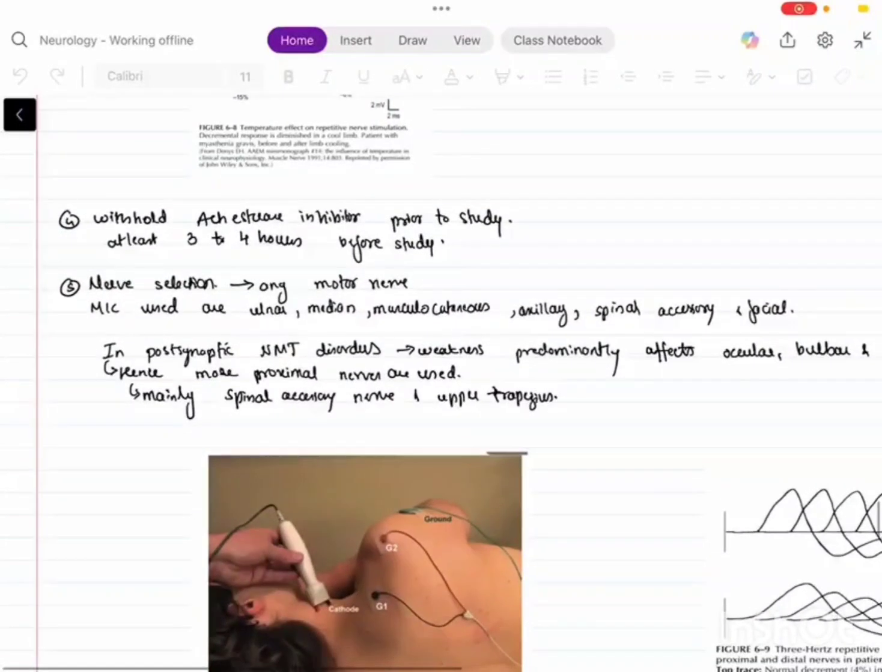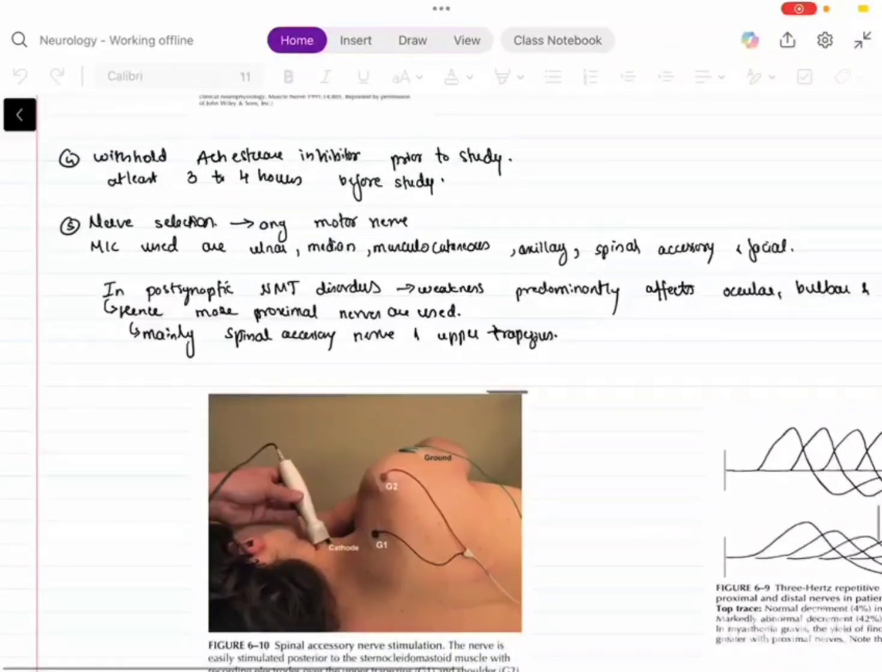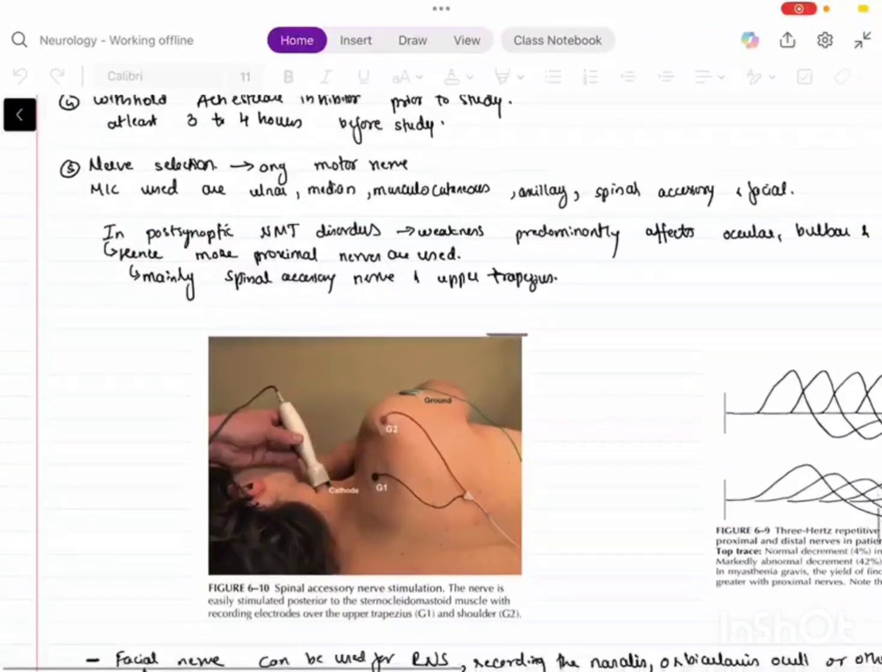Then withhold acetylcholinesterase inhibitor prior to the study. We should withhold acetylcholinesterase inhibitor at least 3 to 4 hours before the study. Then nerve selection. Any motor nerve you can select. Most commonly used are ulnar, median, musculocutaneous, axillary, spinal accessory and facial.